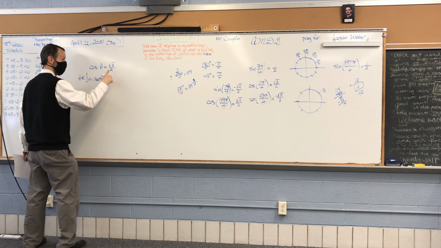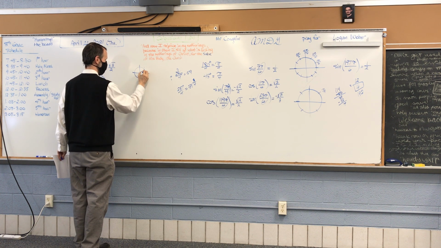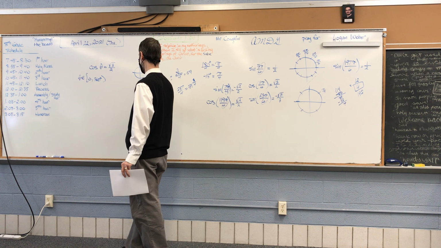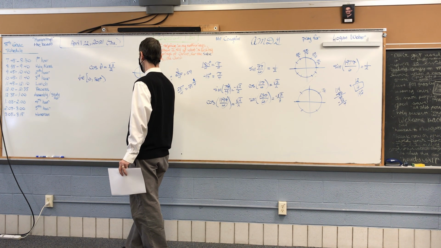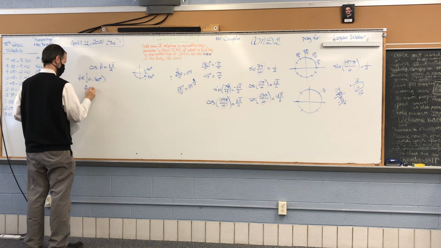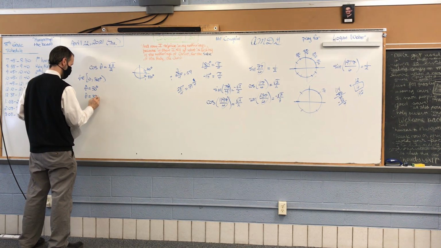Go ahead, what is it? 30 degrees. Yeah, if you use the unit circle. So 30 degrees, and where's the other one? 330 degrees. 330. Now, that equals 30. That equals 330.